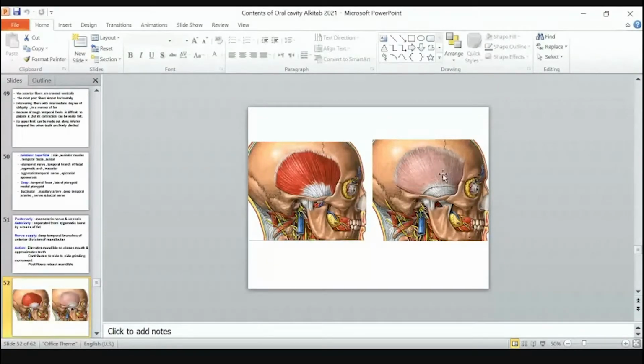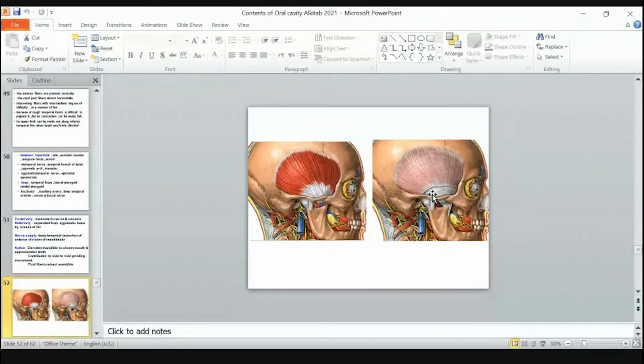So the action of the temporalis muscle, according to the direction of fibers: the anterior fibers raise the mandible, so they close the oral fissure, the fissure between the teeth, leading to occlusion of the teeth. The posterior fibers pull the mandible backward, so they retract the mandible, pulling it backward after its protrusion.